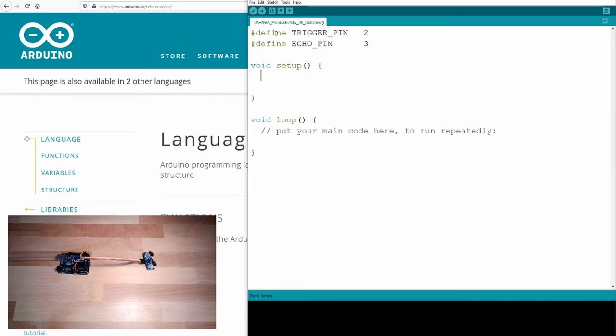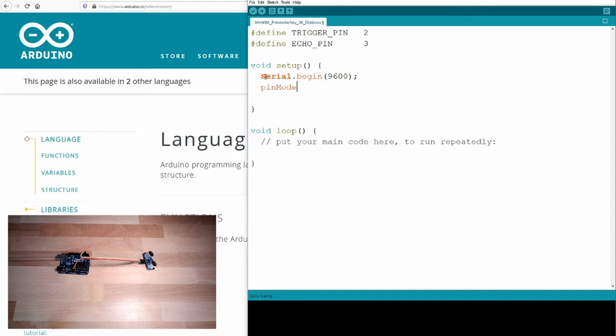Of course I have to set the pin modes. Also begin again my serial with 9600, and I have to set the pin modes. Pin mode and the trigger pin is an output, of course. The other pin, the echo pin, is an input. We do not have to use input pull up, because this thing is setting it to high and low as we expect. So this is working.